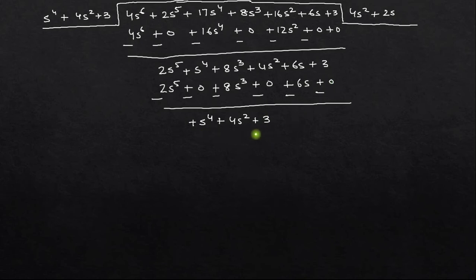Now this is the remainder. Now I will continue the division. I need plus s raised to power 4, and I have plus s raised to power 4 here, so I will multiply this with plus 1. After multiplying this with plus 1, I will write it here: s raised to power 4, 4s square into 1 is 4s square, and plus 3 into 1 is plus 3.